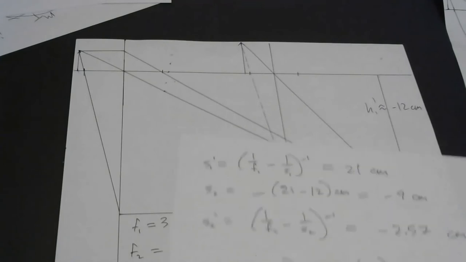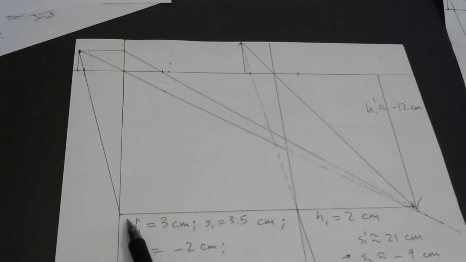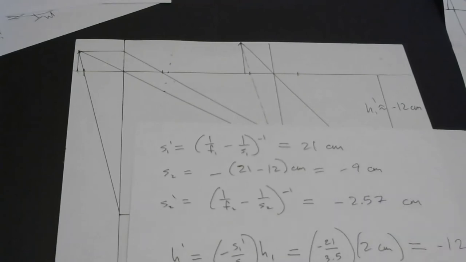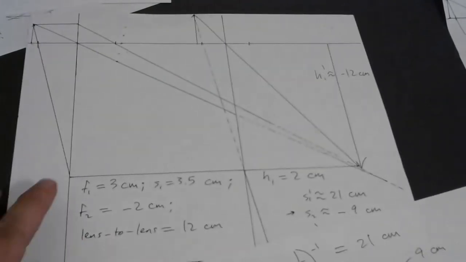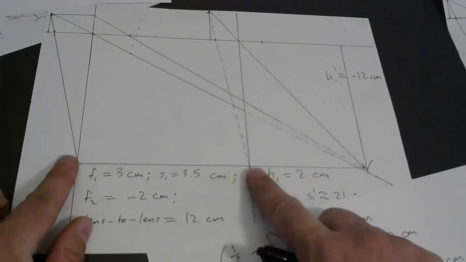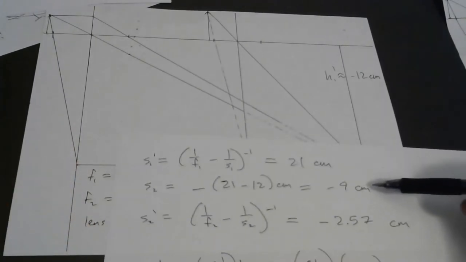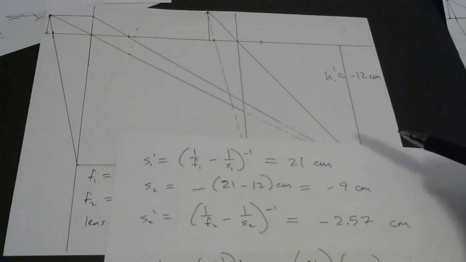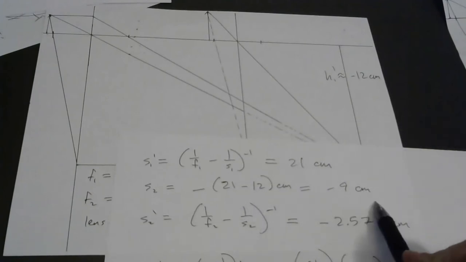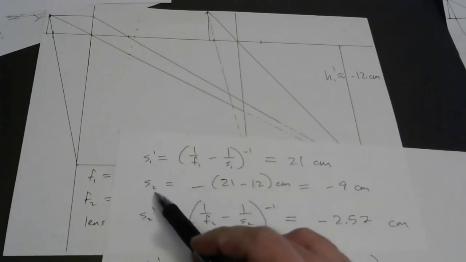So I got lucky this time that my measured image distance for the first lens corresponds to the result that comes out of the thin lens equation. Now, 21 centimeters minus that 12 lens-to-lens distance would be the 9 centimeters. So I went ahead and used the number negative 9 as my object distance for the second lens. That's what we call S2.